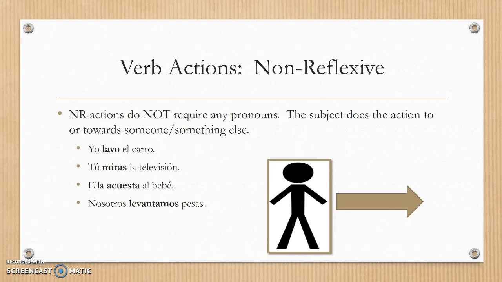Well, NR stands for non-reflexive, and non-reflexive actions do not require any pronouns. They're the basic conjugation that you first learn in Spanish. And what's happening with these actions is that the subject is doing the action to or toward someone or something else. So the action is happening outwardly.